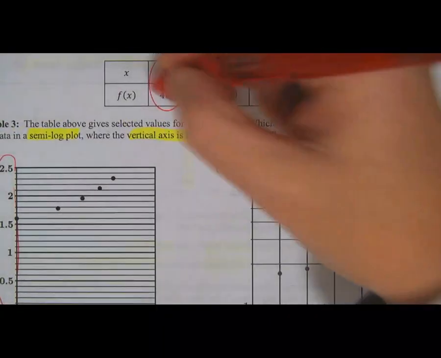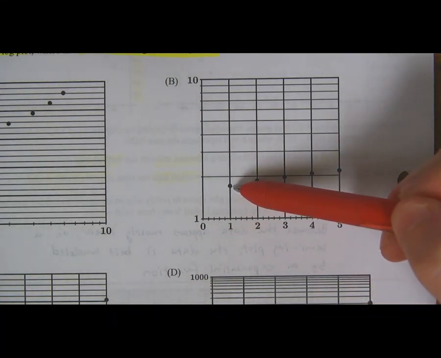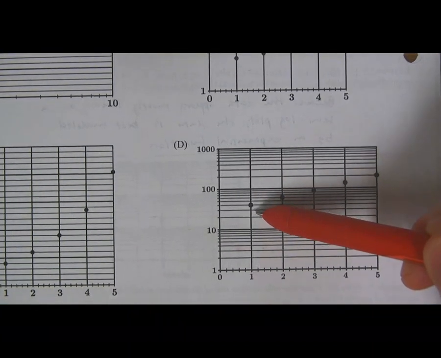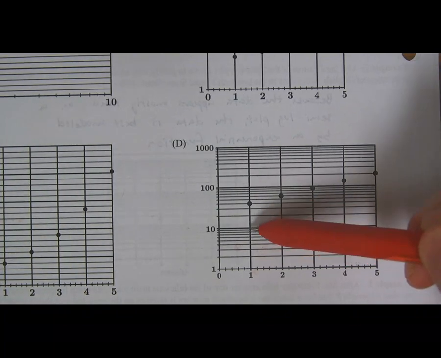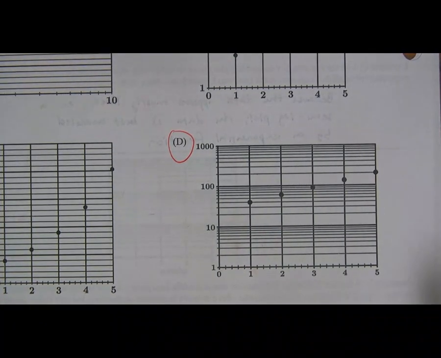Well, look at this first ordered pair. It's 1, 40. And this would be 1, 3/4, whereas here, I can find the ordered pair 1, 40. We've practiced plotting on these before, so remember that every line above the 10, between the 10 and 100, is counting by tens. So 10, 20, 30, 40, 140. It's got to be D.